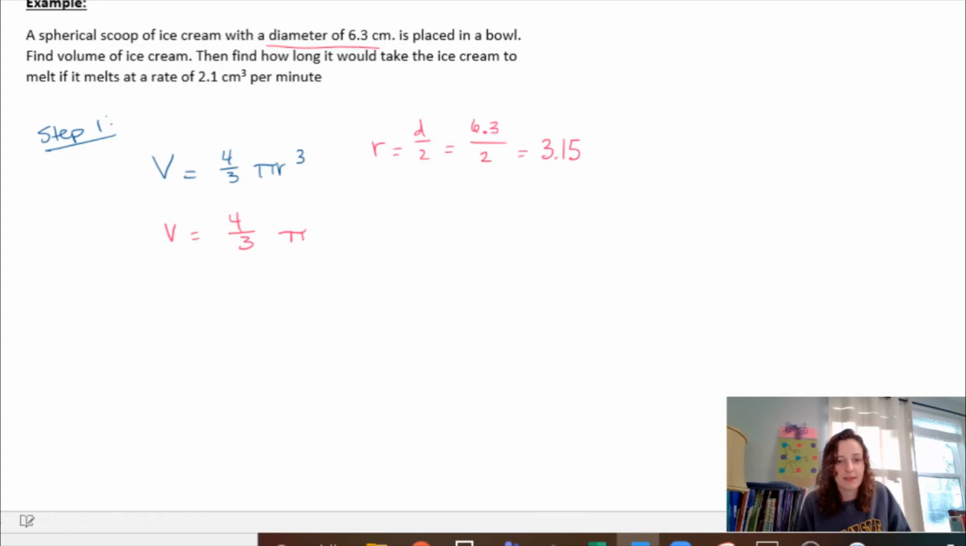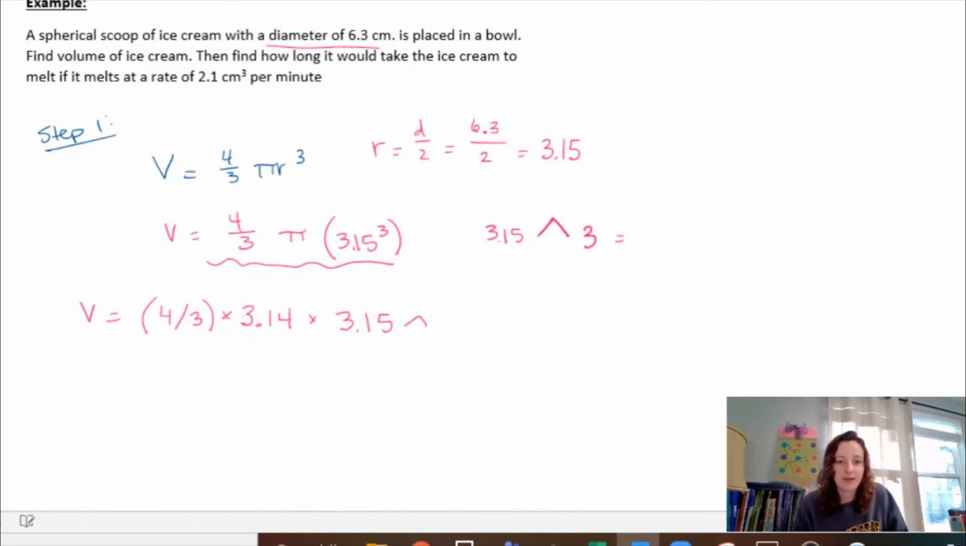4/3 times pi times 3.15 to the third power. Remember, if you're raising it to the third power, you can either multiply it 3 times, 3.15 times 3.15 times 3.15, or you have a caret button on your calculator. Remember, it looks like that. So you can go ahead and type all of this into your calculator at one time in order to be the most accurate. So I would use parentheses here, 4 divided by 3, and parentheses, and times pi if you want to use the pi button or the number 3.14, and then times 3.15 caret 3.